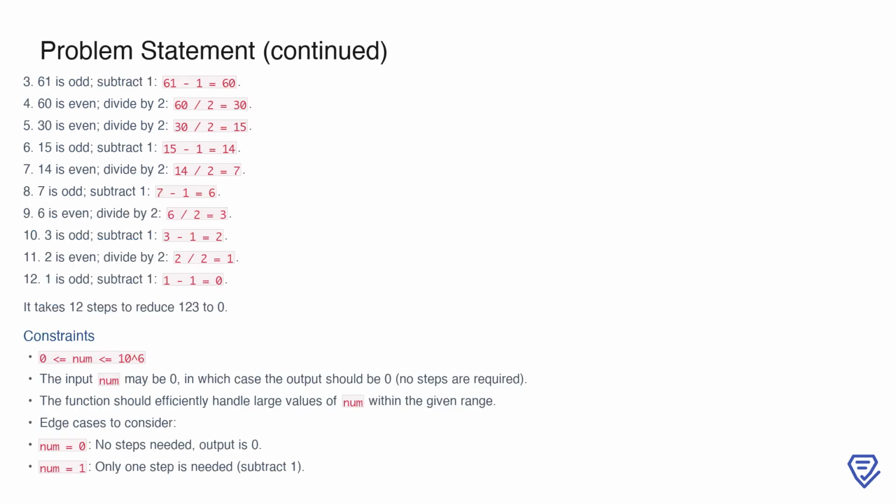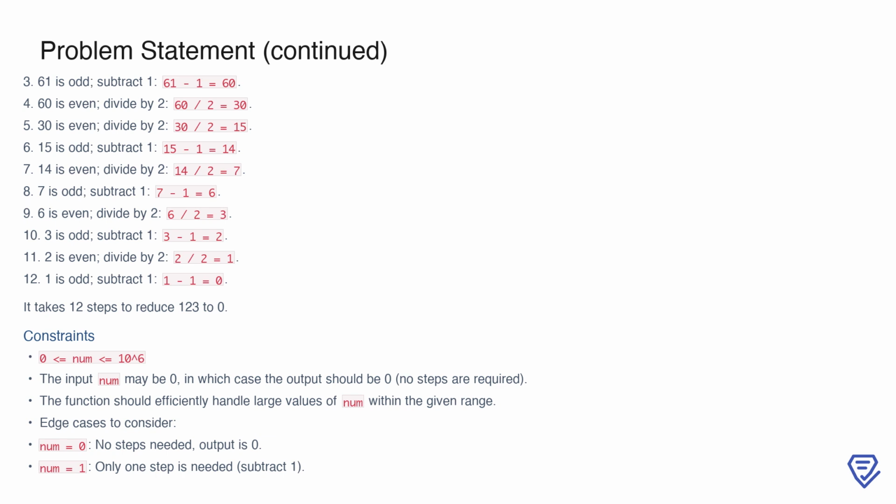For the third example, the input is number equals 123, and the output is 12. Here's the step-by-step explanation. Since 123 is odd, we subtract 1 to get 122. Then, 122 is even, so we divide it by 2 to get 61. Next, 61 is odd, so we subtract 1 to get 60. Since 60 is even, we divide it by 2 to get 30. From there, 30 is even, so we divide it by 2 again to get 15. Next, 15 is odd, so we subtract 1 to get 14. Then, 14 is even, so we divide it by 2 to get 7.